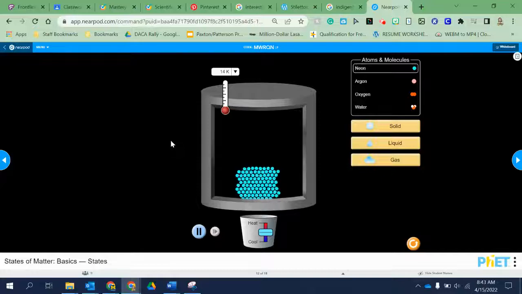So right here we have what we call a PhET simulation, and I'll actually put the link in the class so that you all can visit this site and kind of use this simulation to see what we're talking about here.